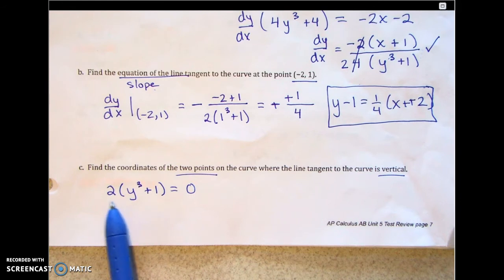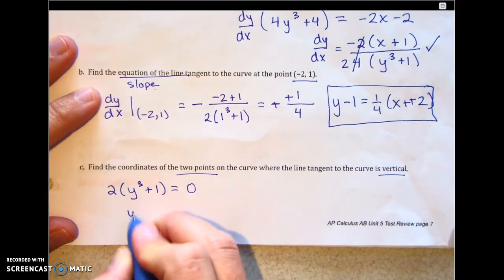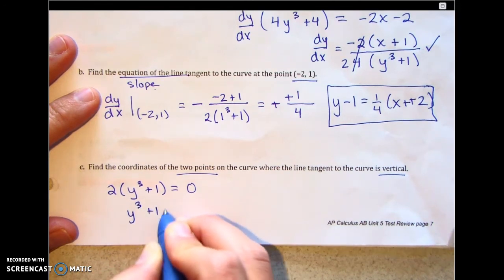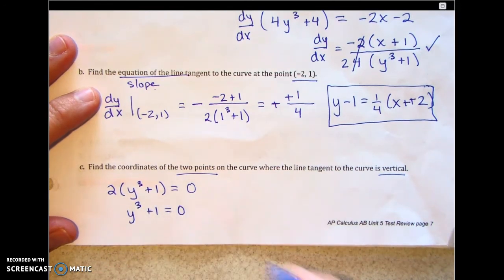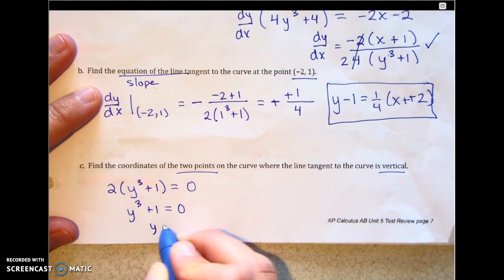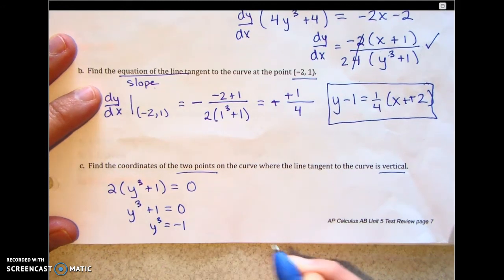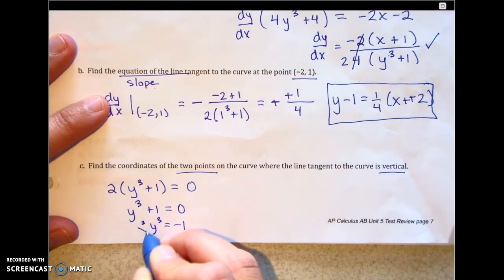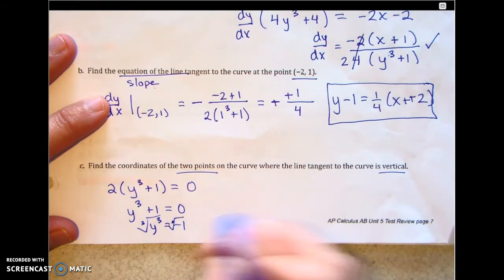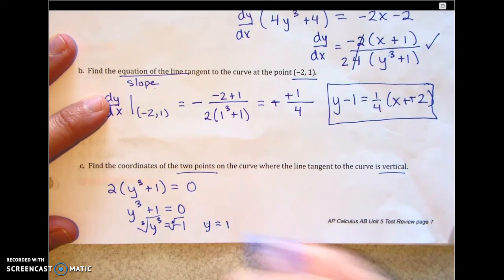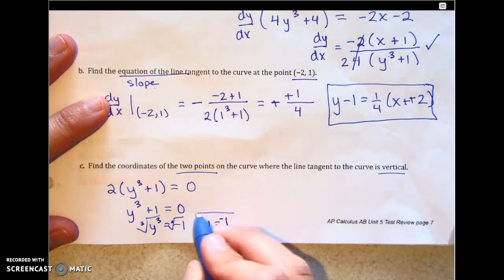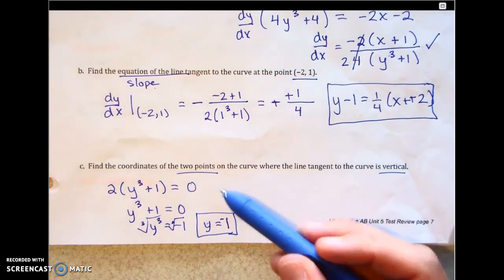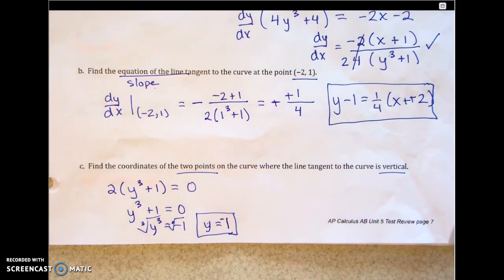And to do this, we're going to divide by 2. And then we have y cubed plus 1 equals 0. Subtract 1, y cubed equals negative 1. And then take the cube root, which we can do, and y equals -1. And then you should think, that's only one answer, but the question says 2 points.